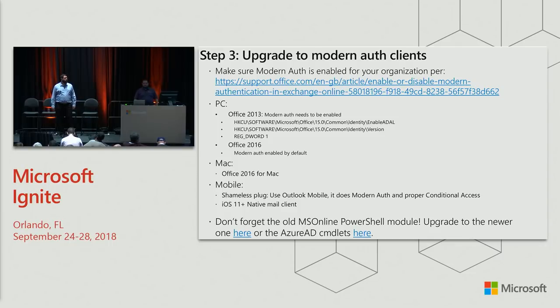Step 3, upgrade everybody to modern auth as much as you can. So as we saw, some of you have 2010. Please move to 2013 or 2016 Office client. If you have Macs, move to 2016. If you have mobile, use modern auth clients, which is a minority of mail apps on mobile right now, unfortunately.